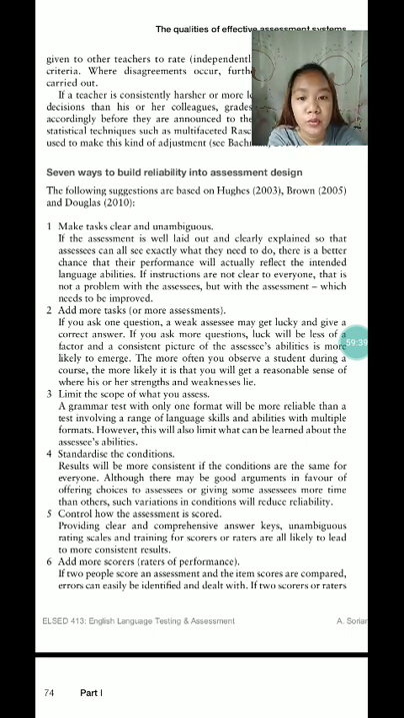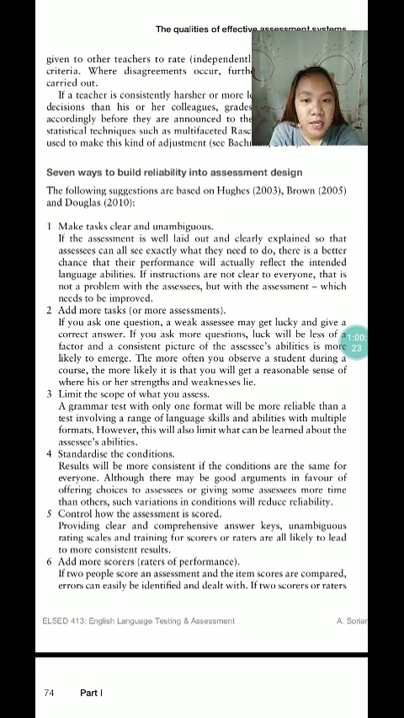Number 2 is add more tasks or more assessments. If you ask one question, a weak assessee may get lucky and give a correct answer. If you ask more questions, luck will be less of a factor and a consistent picture of the assessee's abilities is more likely to emerge. The more often you observe a student during a course, the more likely it is that you will get a reasonable sense of where his or her strengths and weaknesses lie.